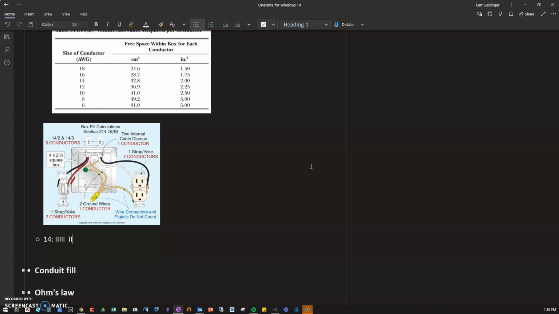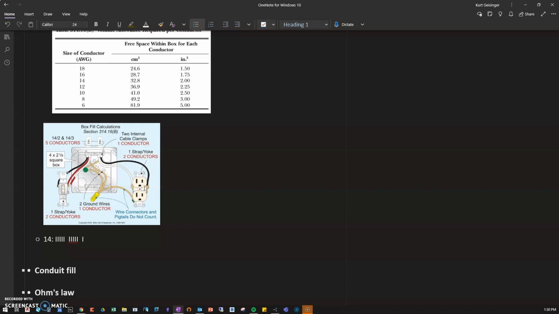Last thing we got to count is our devices. I have 2 different devices here. So this, again, 14 being the largest conductor in the box. This switch has 14s connected to it, so I need to count a double volume based on 14. So I go 1, 2. The receptacle, same thing. I have a double volume of number 14, so I have 1, which makes 5, and then I go 2, right? That pretty much covers everything we need to cover for box fill.